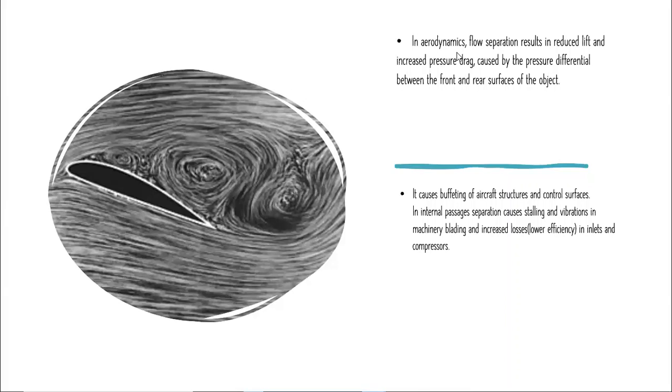So in aerodynamics, flow separation results in reduced lift. As I said, flow separation results in reduced lift and increased pressure drag, causing a pressure differential between the front and the rear surfaces of the object. See, this is what is happening here. Your front is low pressure, and here is high pressure. Actually, it increases some thrust, but it's minimal and negligible.